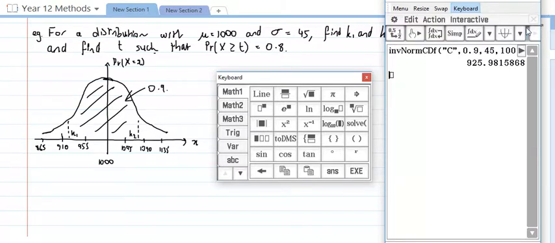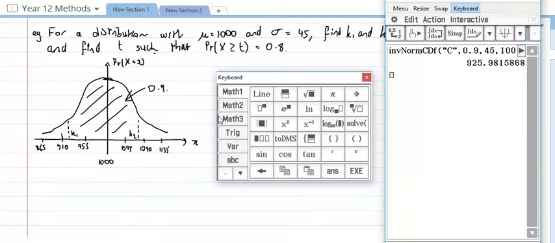And I get 925.98. Whoa, that's actually kind of nice. 925.98, we'll just say 926 for the purposes of this, okay? So that's this value here, the lower value, but it doesn't give us the upper value.